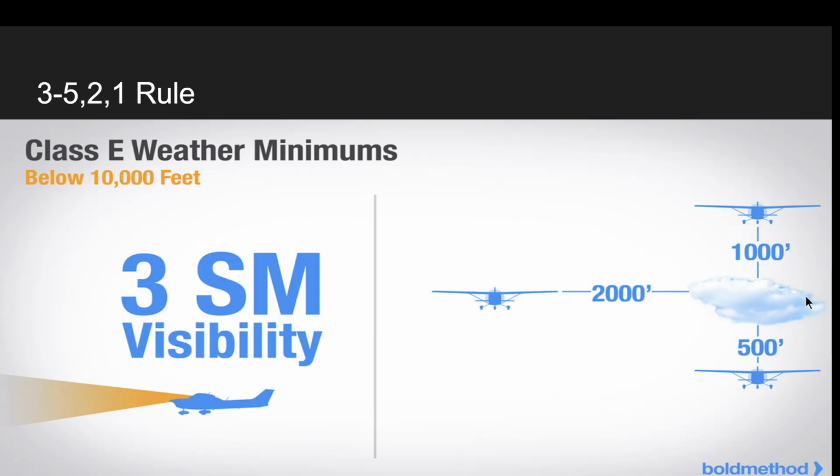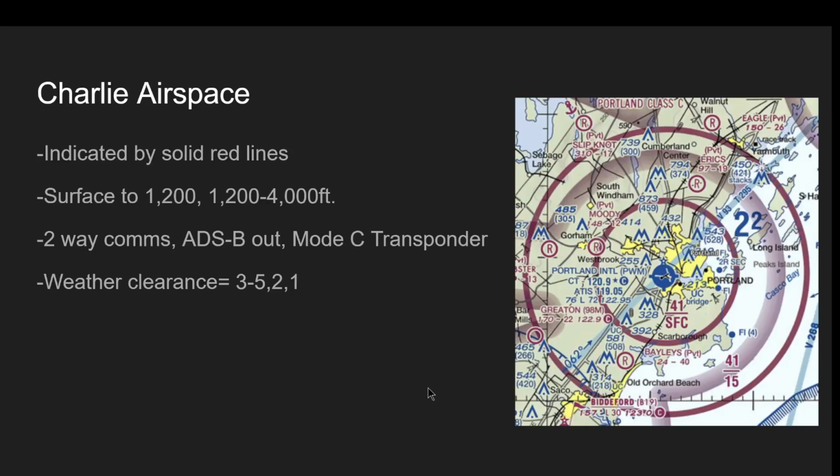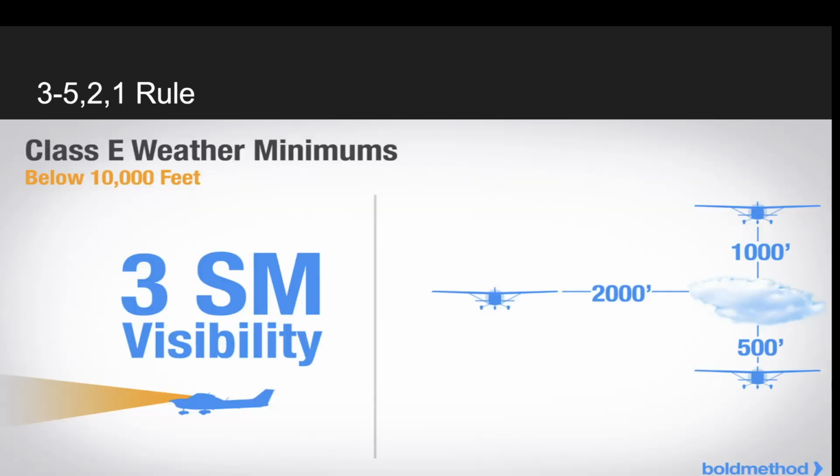And here's a nice little cloud. Here's where the 5-2-1 comes in handy. You have to be 500 feet below, 2,000 feet horizontally, and 1,000 feet above. At least meet all of these requirements to be able to fly in Charlie airspace. Charlie airspace and below, it goes all the way down to Class Echo and Golf. This is important all the way through, so you need to know this. Maybe take a screenshot, take a picture. Very, very, very important to know.